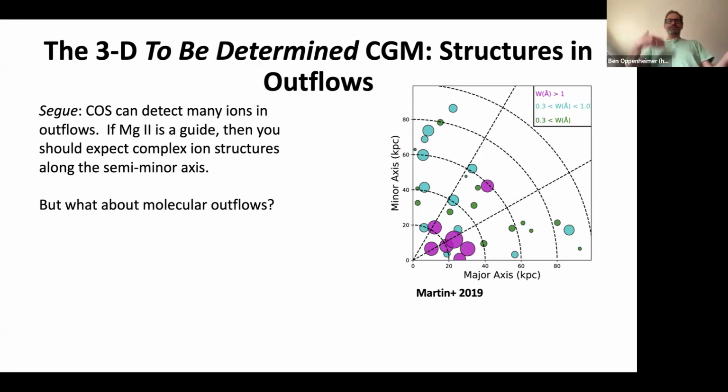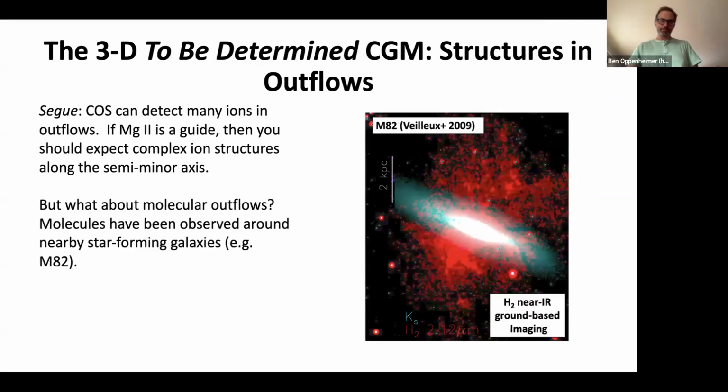Nicolas Boucher is here, and I need to shout out to him as well because he has observed outflows at several hundred kilometers per second in Mg II around a number of galaxies for a while. But molecules have been observed around nearby star-forming galaxies, and this is thanks to molecular hydrogen vibrational and rovibrational transitions in the near and mid IR.